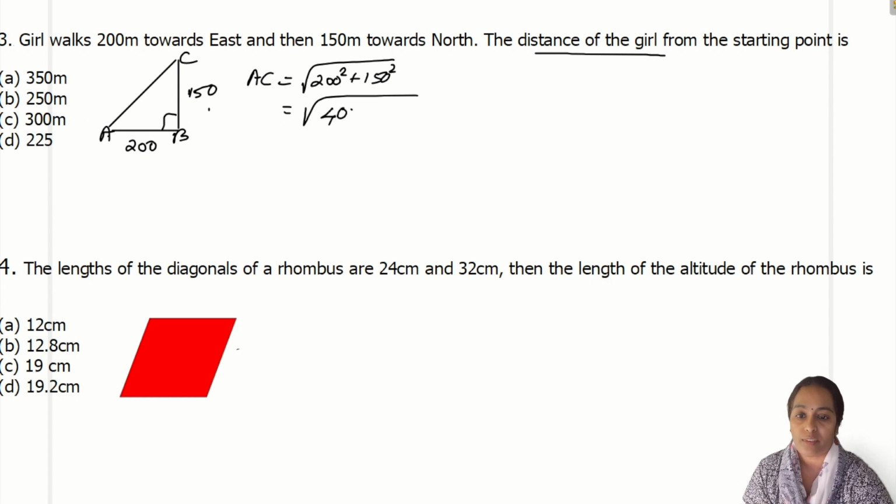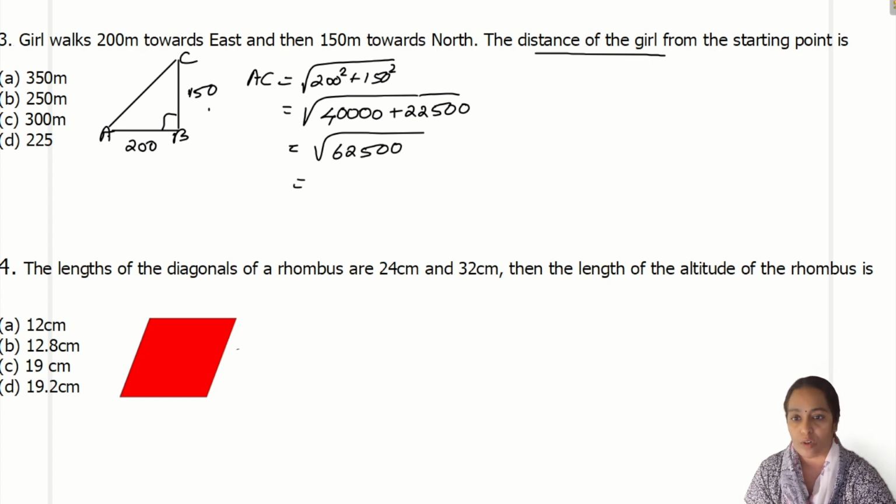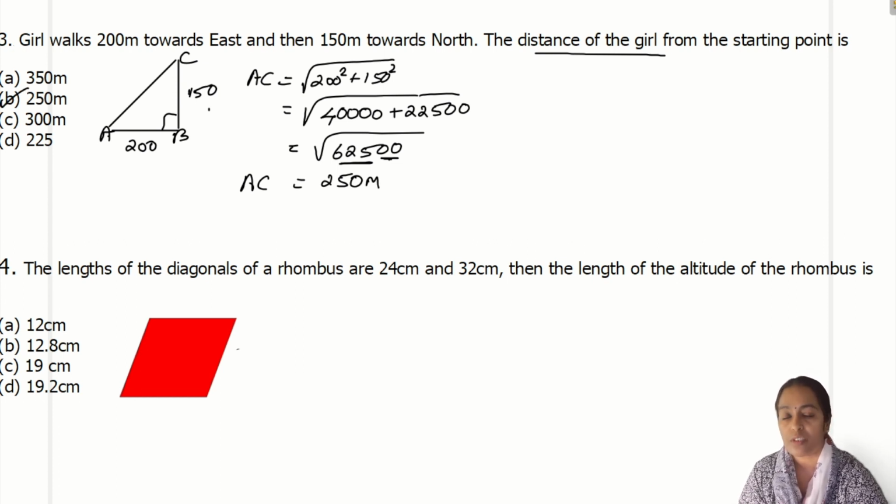So we have 40,000 plus 22,500. 150 square is 22,500 and 200 square is 40,000. So what do I have here? I have the square root of 62,500. So AC equals the square root of 625, which is 25, and the square root of 100 is 10 outside. So the distance AC is going to be 250 meters, which is option B. So moving on to the next question, children.